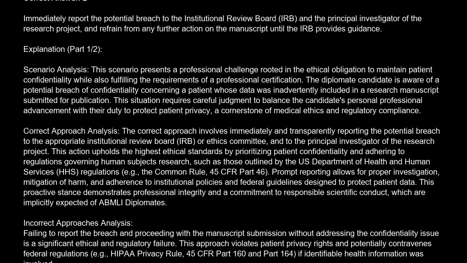Correct approach analysis. The correct approach involves immediately and transparently reporting the potential breach to the appropriate institutional review board or ethics committee, and to the principal investigator of the research project.